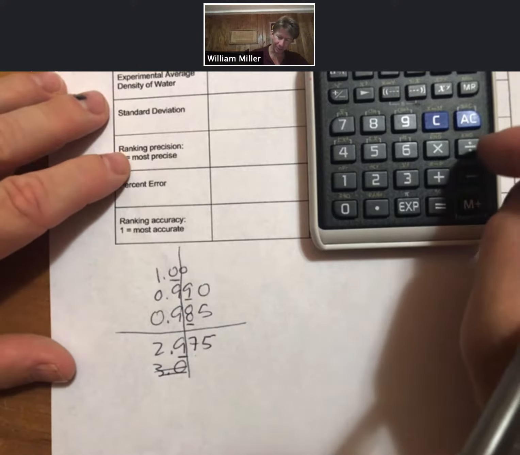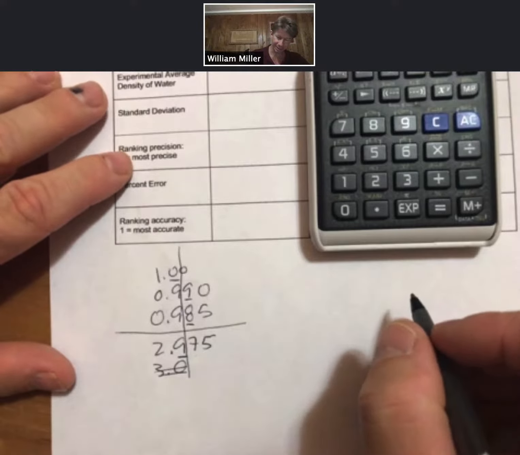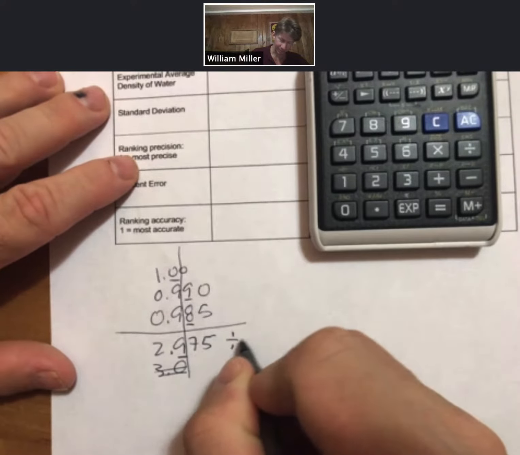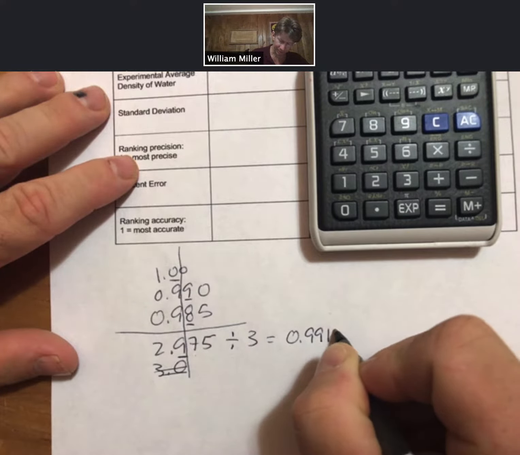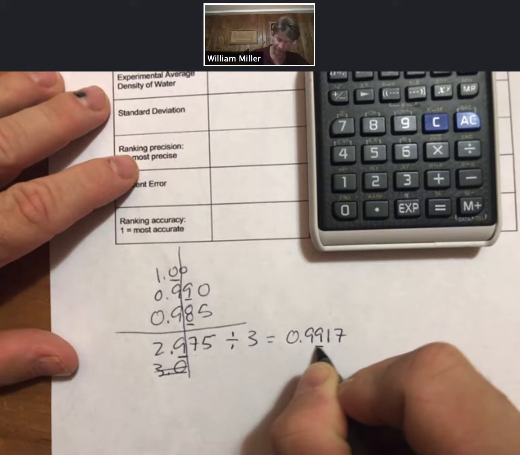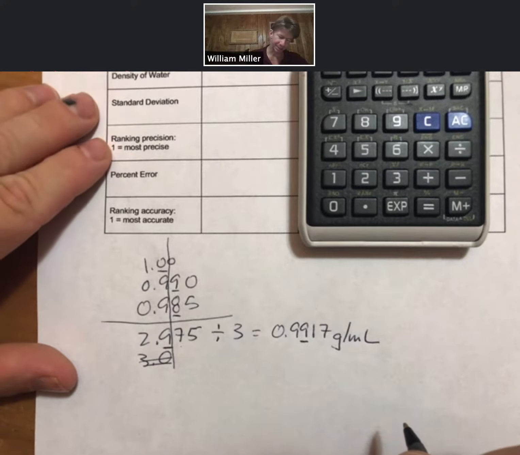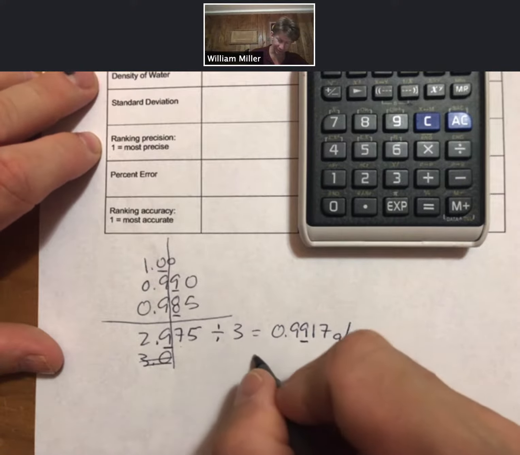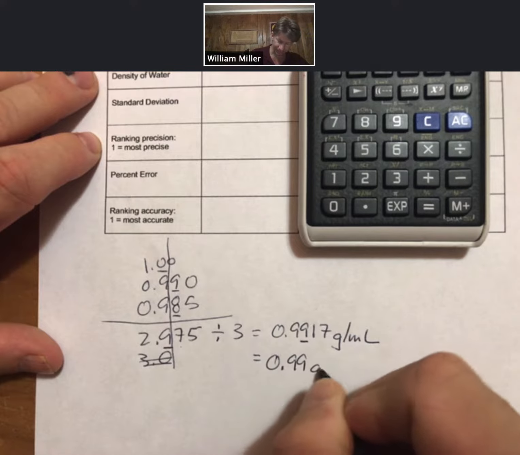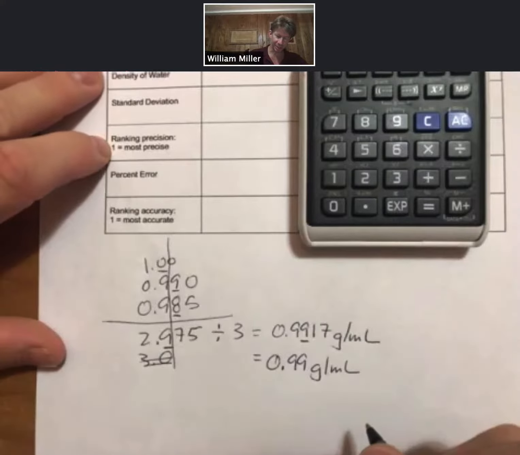Then we're going to divide that by 3, and we get 0.99166. So divided by 3 equals 0.9917. Since this answer is our final answer for the experimental average, I am going to cut it off at 2 significant figures. And my experimental average density of water is 0.99 grams per milliliter.